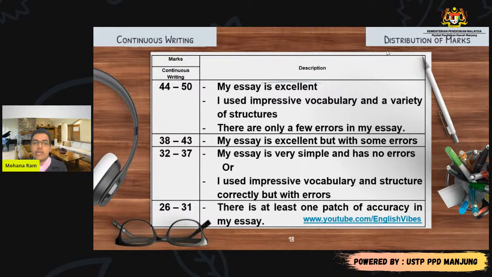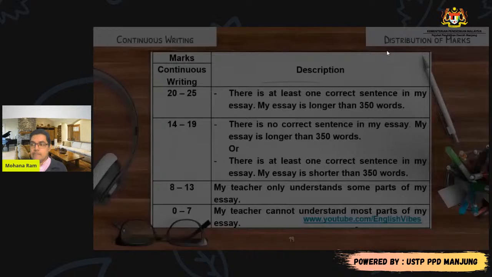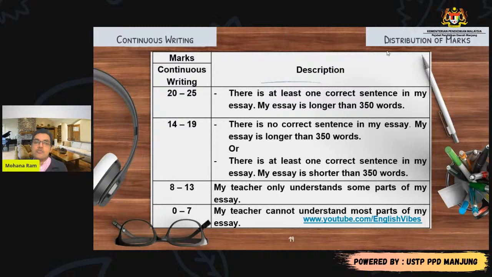And 26 to 31, this is where a lot of mediocre students stand, and also 20 to 25. These two groups are a lot. For 26 to 31, there is at least one patch of accuracy in my essay. And the group 20 to 25 is the largest group of students. A lot of times I've seen many students in this category. There is at least one correct sentence in my essay. My essay is longer than 350 words. I'm just giving you a general description of where you might stand.